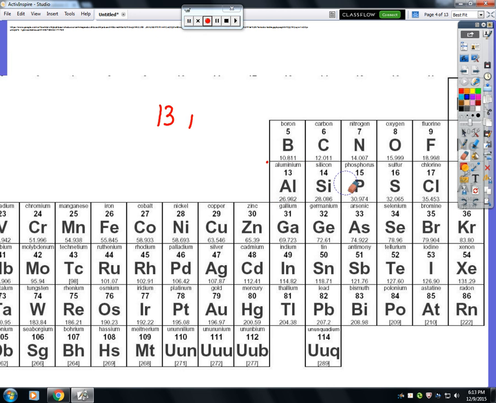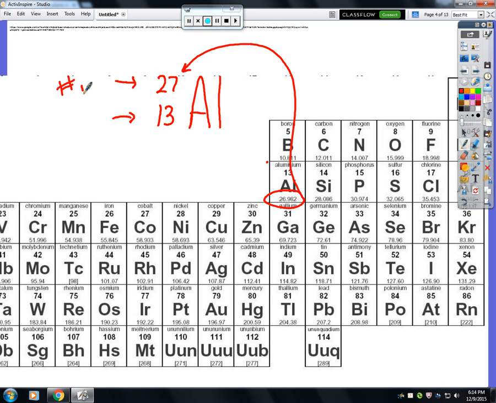Now, what is this right here? 26.98. What's that round to? That rounds to 27, doesn't it? And so I would write aluminum next to this. So this is the atomic mass. This is the mass number. How does this number relate to protons? Well, the mass number is the number of protons added to the number of neutrons. So that's how it relates, because if I subtract, neutrons plus protons are equal to the mass number.